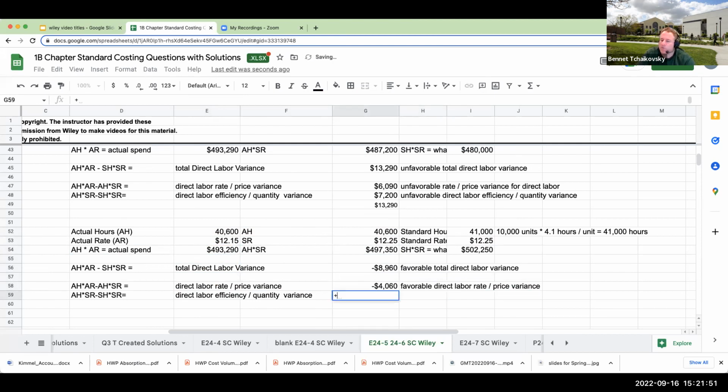Over here, I'm taking the actual hours times the standard rate minus this part over here, or the total budget. But because I'm showing the standard rate as being the same, I'm able to isolate the hours. So this is going to be a favorable direct labor efficiency or quantity variance.